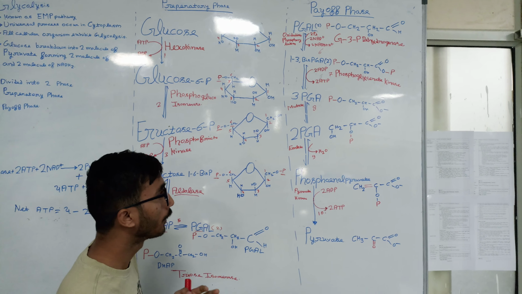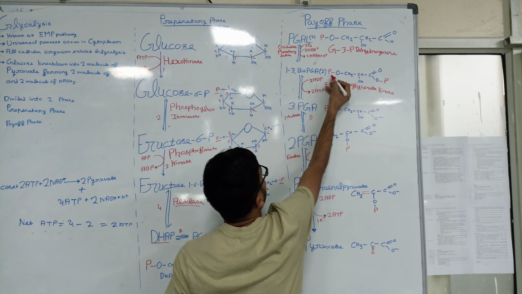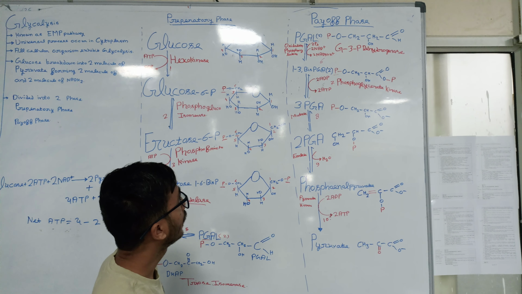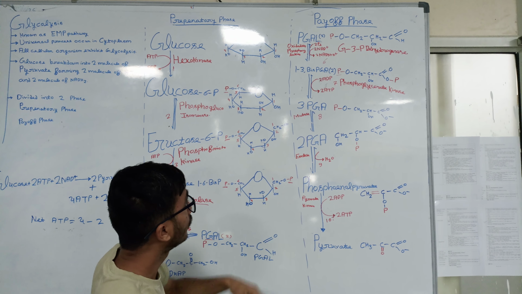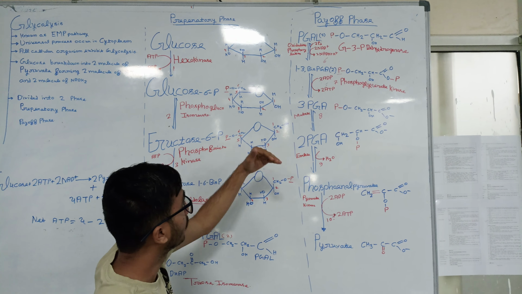And this is also a main thing which we have to remember, between PGAL and 1,3-BPGA, with the help of the enzyme known as G3P dehydrogenase. After that, 1,3-BPGA is converted into 3-PGA. And this is the substrate level phosphorylation in which two ADP molecules are converted into ATP molecules, and the phosphate group is removed. 1,3-BPGA is converted into 3-PGA, and the phosphate group is removed from the first position, and only at the third position there is a phosphate group.